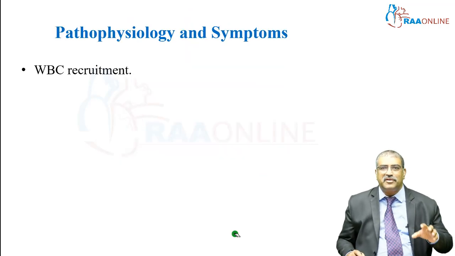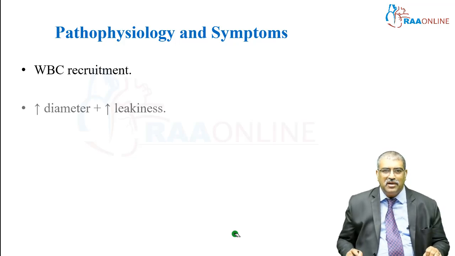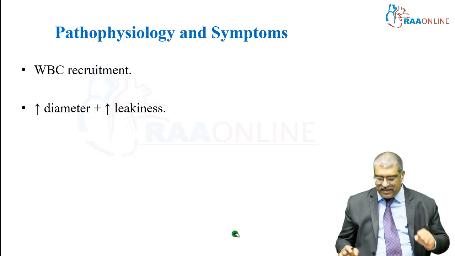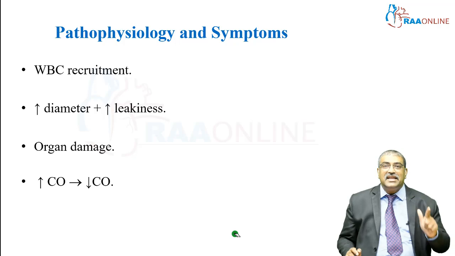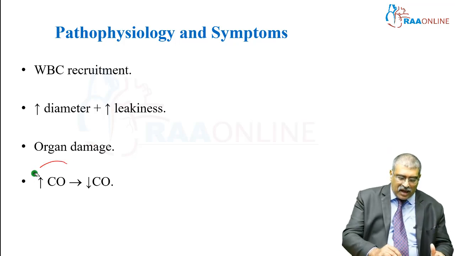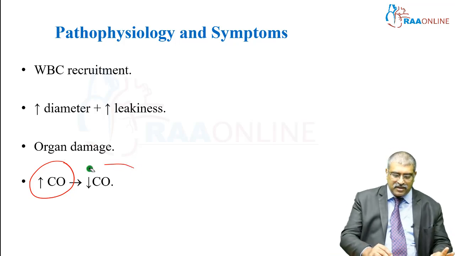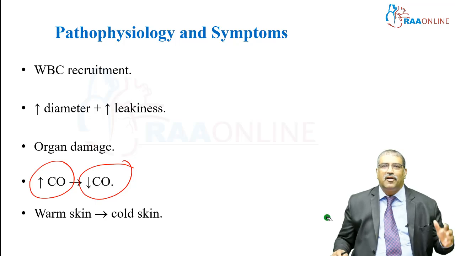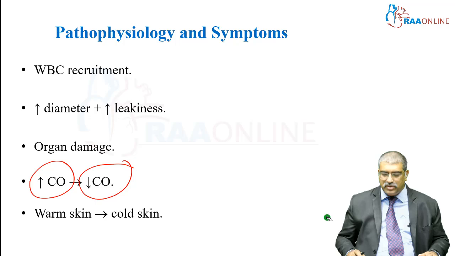So coming to the pathophysiology and symptoms, there is going to be WBC recruitment, the vessel wall diameter increases, and there is going to be increased leakiness. Organ damage will be there. Initially in sepsis, there will be high cardiac output and tachycardia, and in the later stage, your cardiac output comes down, and the warm skin due to peripheral vasodilation becomes cold skin.